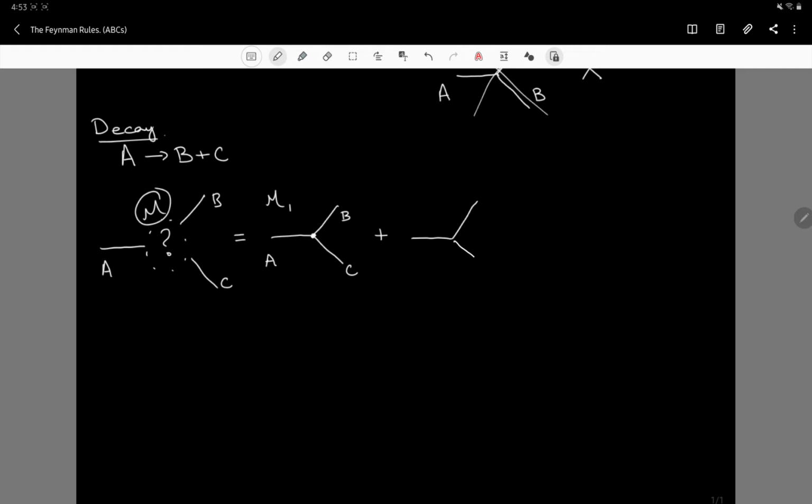So that would be this thing with a line over here. What is happening is you have a particle A, you have B and C over here, and this line is again your A, and here you have B, and here you have C. So these two have switched places from when they were here. Okay, so let's call this one M2.